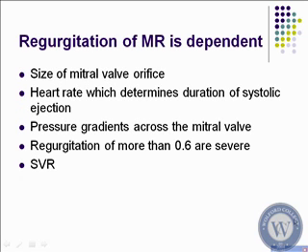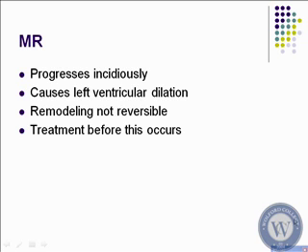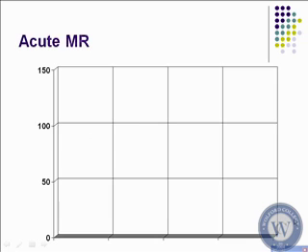Regurgitation in MR is dependent on the size of the mitral valve orifice. Heart rate also determines the duration of systolic ejection. Pressure gradients across the mitral valve are also important, and a regurgitant fraction of more than 0.6 is considered severe. If you increase the SVR, the MR gets worse as well. MR is progressively insidious. Okay? It leads to left ventricular dilation, and the remodeling, unfortunately, is not reversible. Okay? And treatment before this occurs is paramount. And what you see in MR, okay, is the following valvular pressure over volume curve. Okay? Your normal curve here. Okay, this is the normal.